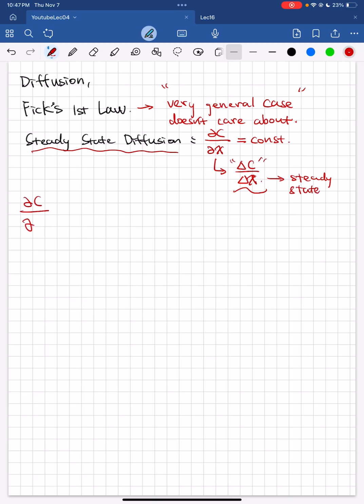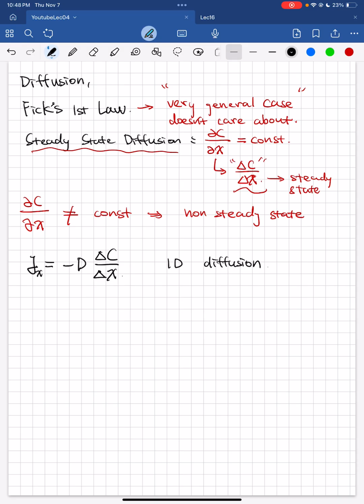When delta C divided by delta X is not equal to a constant value, then it is non-steady state, meaning the concentration gradient will change over time. But let's not get that deep into this, okay? Today we'll only deal with steady state diffusion first to help you grasp this concept. Now, we all know this is the expression for steady state diffusion in the x dimension. So it's a one-dimensional diffusion scenario, okay? So you can simply draw a diagram like this.